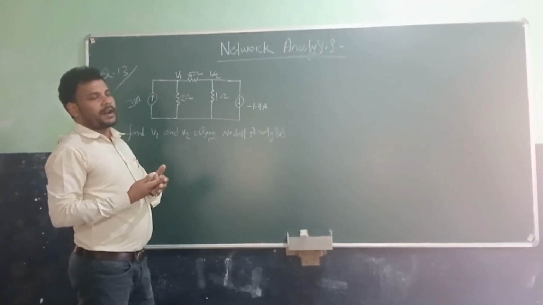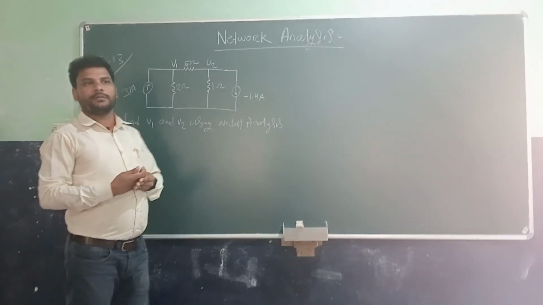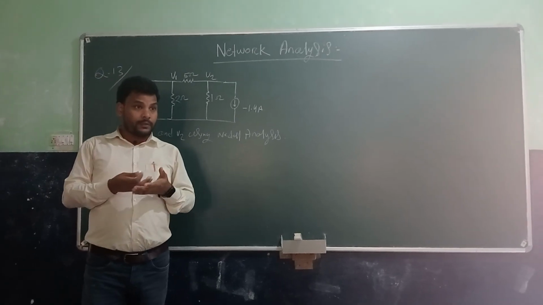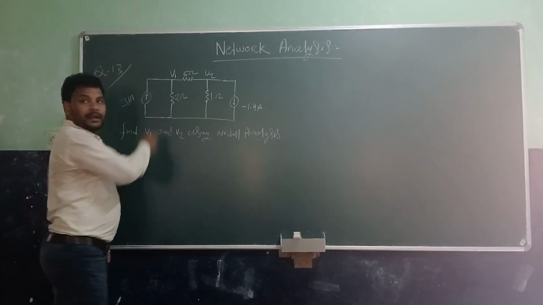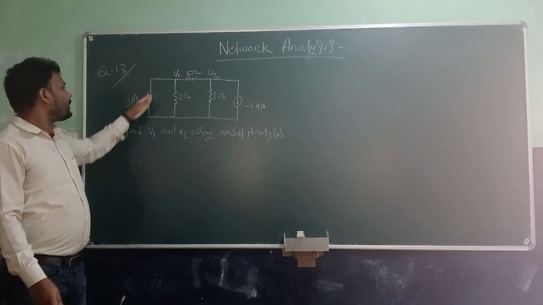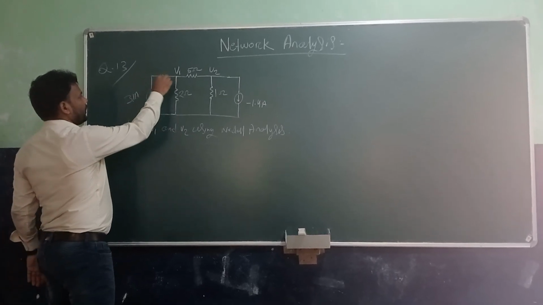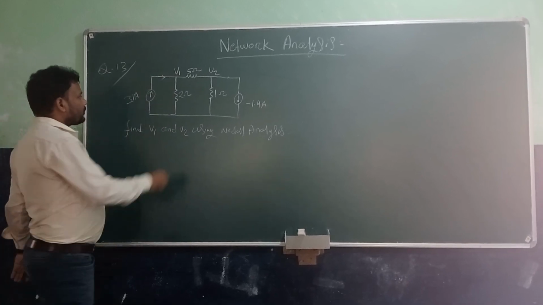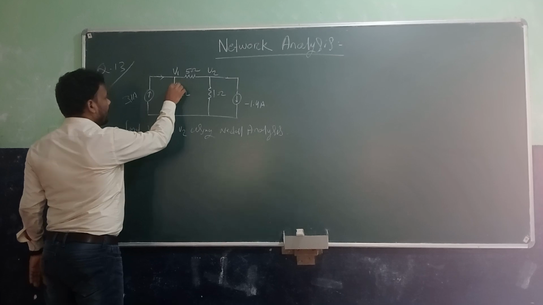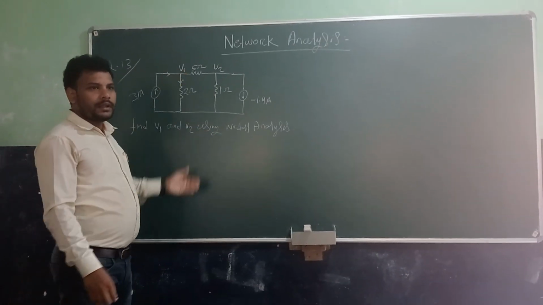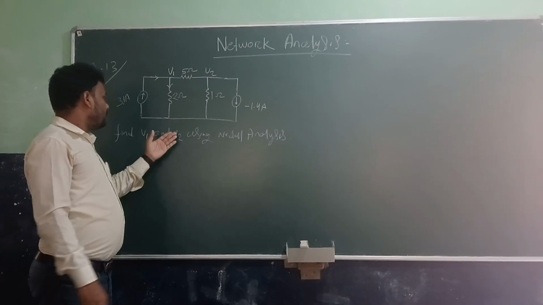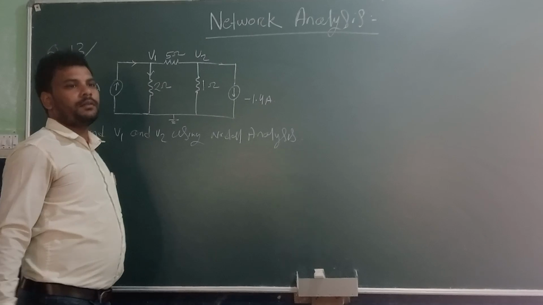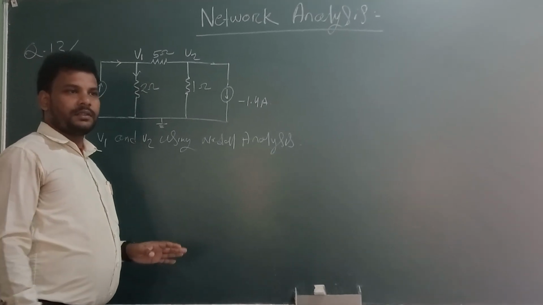First of all, before applying nodal analysis, we will assume the branch currents. In the branch, we assume the current flowing. Here the current flowing in this direction is already given. But here the direction of current is not given, so we assume current flowing from V1 to this reference node. This is our reference node. The potential of a reference node is always 0.